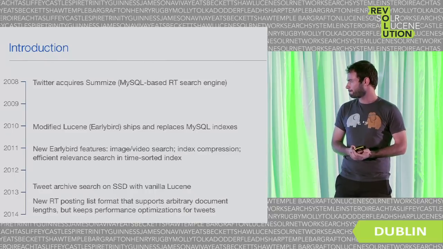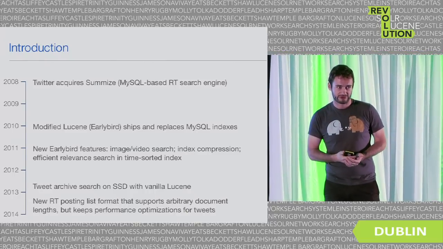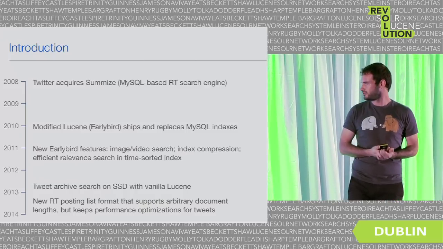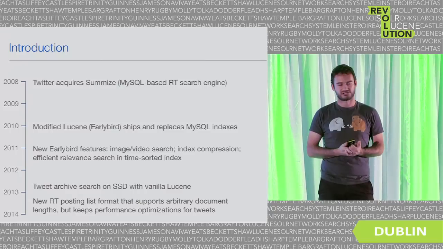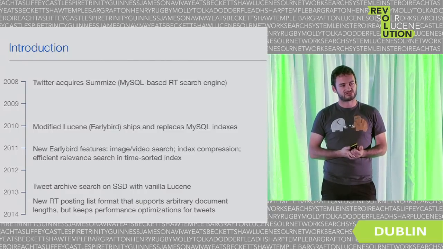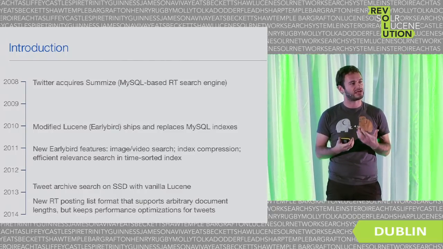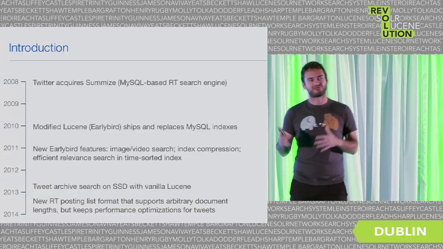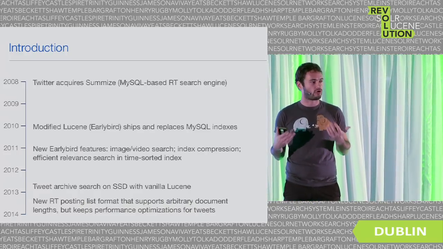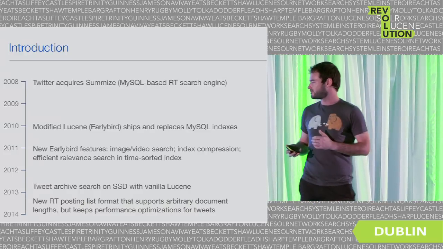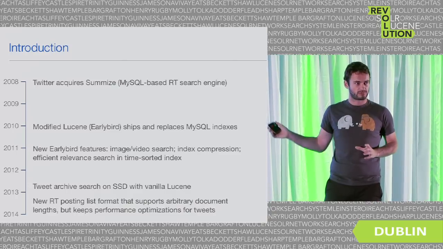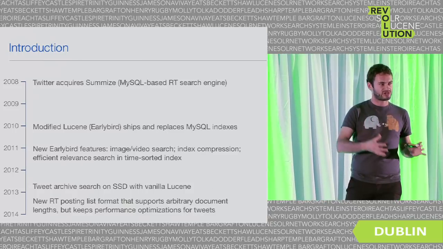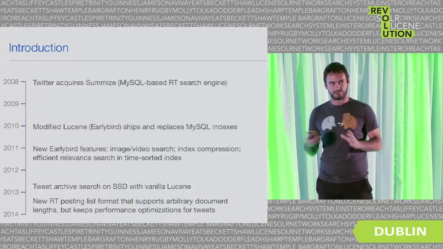And then very recently, we switched our real-time index, our Earlybird indexes, to a new posting list format that still supports all the real-time optimizations, but is not only optimized for tweets anymore; you can now use it for all types of documents like Lucene. That is something I'm going to talk about later, and it is exciting because it gets us a big step closer to getting this technology into Lucene so that everybody can benefit from it.